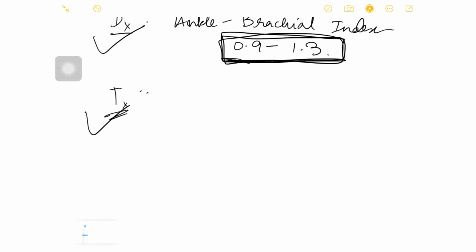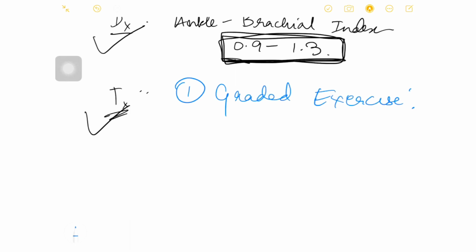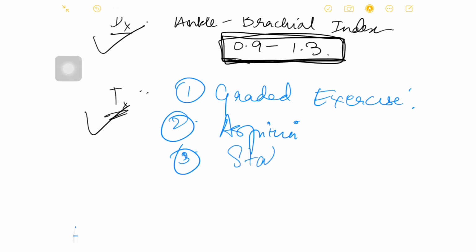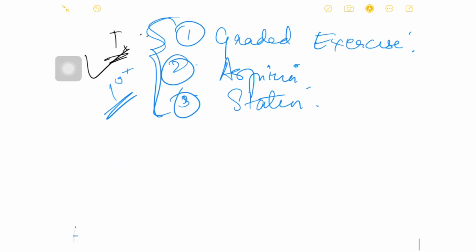Okay. Exercise number one. Yes, super. That is very, very high yield. First is graded exercise. Number two, any medication that you can think of to start? Like we give aspirin. Super. Aspirin and statin. Very good. If this does not help, the first plan of action is to start with graded exercise, give them aspirin and statin. If this regimen fails, then what to do?